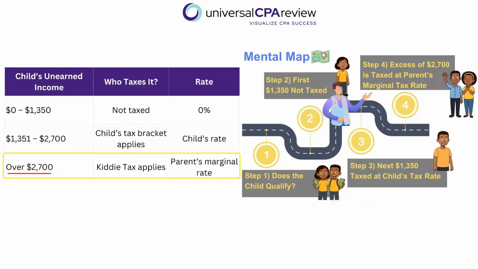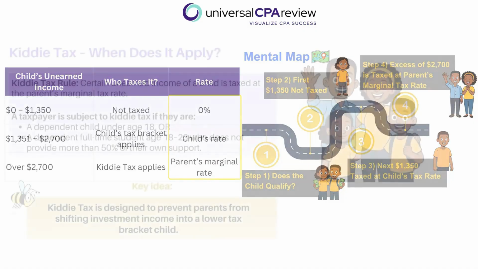Anything in excess over this total amount is taxed at the parent's marginal tax rate. So this is the actual Kiddie Tax portion, and this is the part Congress didn't want parents shifting into lower tax brackets for dependents. Okay, so if we're to simplify this, Kiddie Tax takes the first amount tax-free, the next amount is taxed at the child's tax rate, and anything above that gets taxed at the parent's rate.